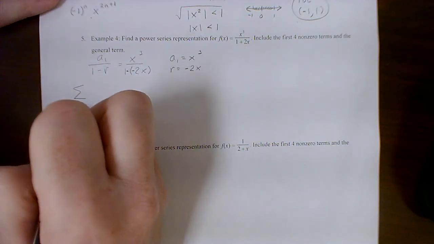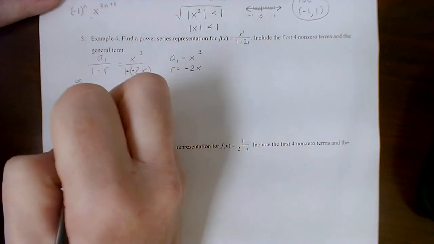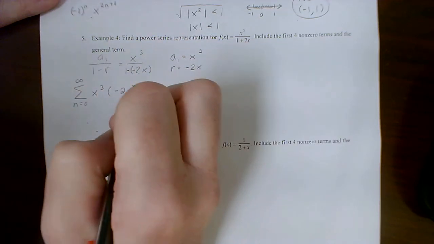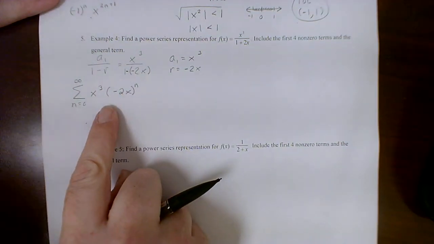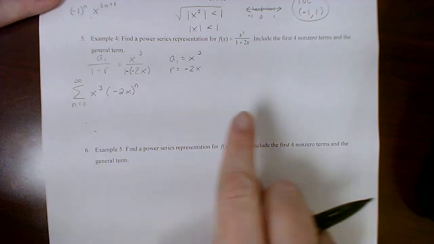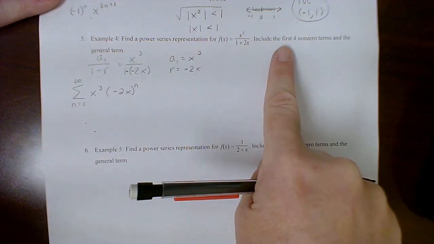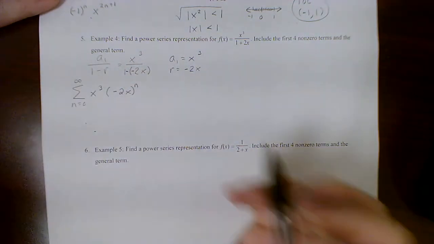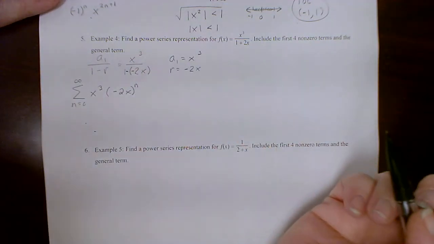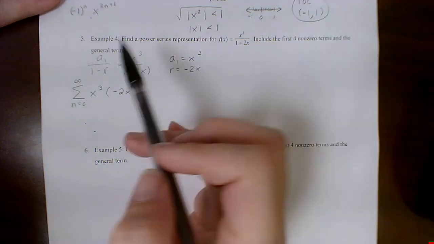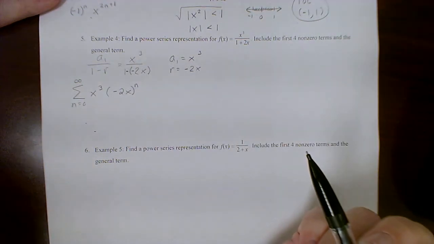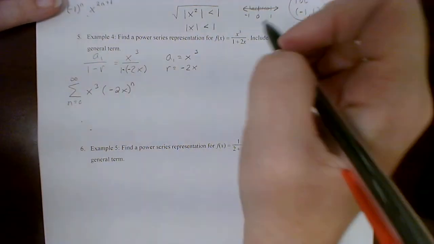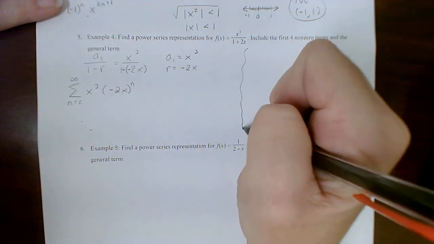Once I have the a and the r, I can plug them into my summation formula, and that is my power series. This particular question is asking me for the first 4 non-zero terms and the general term. The first 4 non-zero terms, I think both of these are easier if you have the general term to begin with. The general term requires a bit of algebra. I'm going to do it over here.